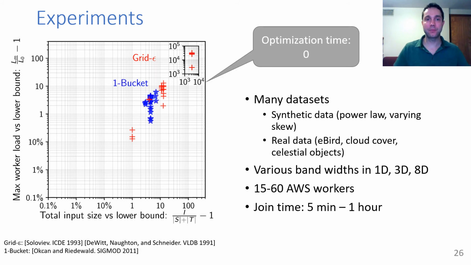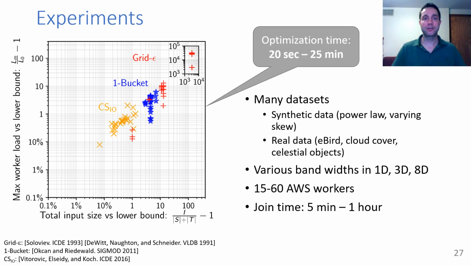The next competitor is one bucket. It is a theta join algorithm that supports band joins, and like grid epsilon, it has a very low optimization cost. It does somewhat better, but you can see that it can still be about 10 times worse than the lower bound.